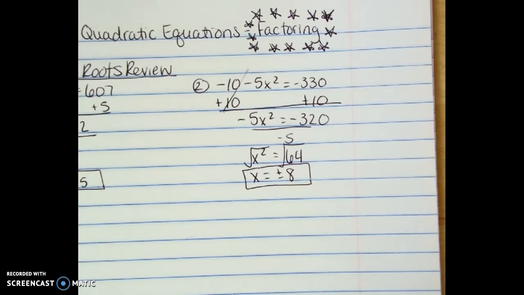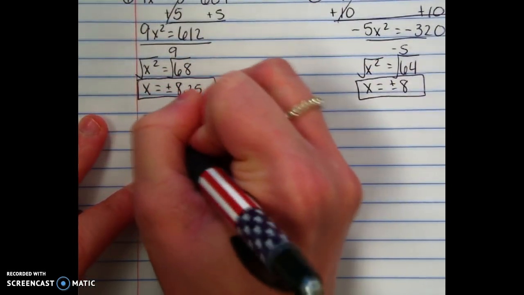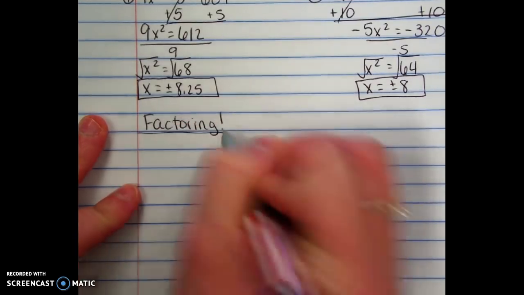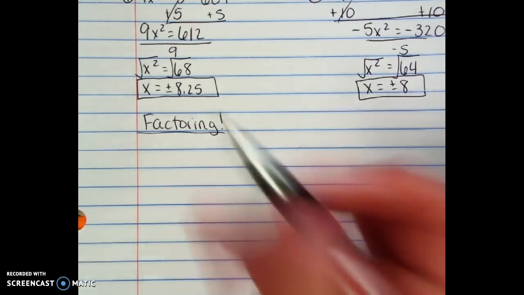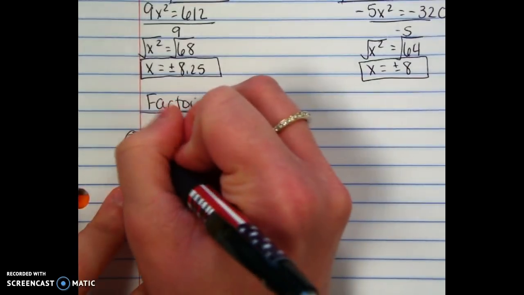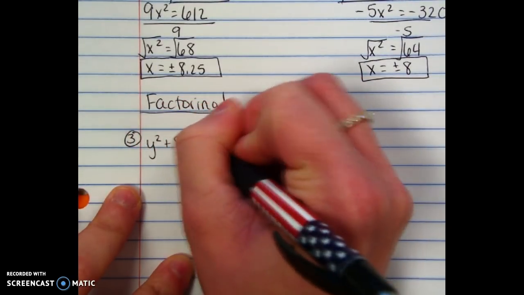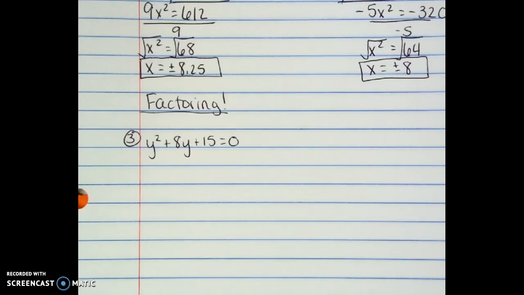Now we get to go to factoring. Factoring, everyone's friend, hopefully. Okay, so let's look at the first one here. Y squared plus 8y plus 15 equals 0. Now for these, in order to factor them, you need to have 0 on one side and you need all the other terms on the other.